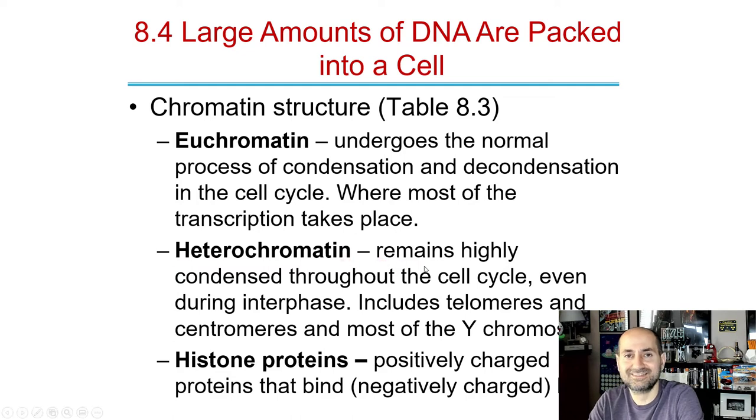Heterochromatin, on the other hand, is super tightly condensed throughout the cell cycle. It's always condensed, even during interphase. This includes regions where you're not really reading any genes, like the telomeres, the centromeres, and most of the Y chromosome. That's where the heterochromatin is. It's highly condensed, compact DNA, not rich with genes. There's no information there for making proteins. The genes don't live there. And these are regions of the chromosome that are usually compact, right?